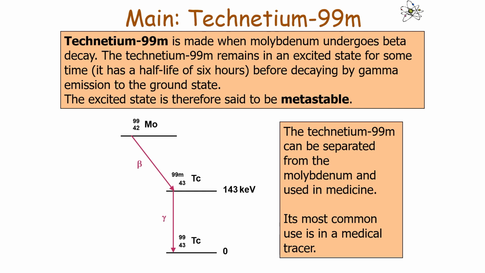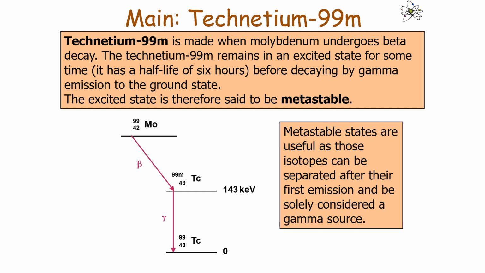Like mentioned before, it has a half-life of about 6 hours before decaying by a gamma emission to the ground state. So therefore, we can say that this excited state of technetium is said to be metastable. So this technetium can be separated from the molybdenum and can be used in medicine, and its most common use is in a medical tracer.